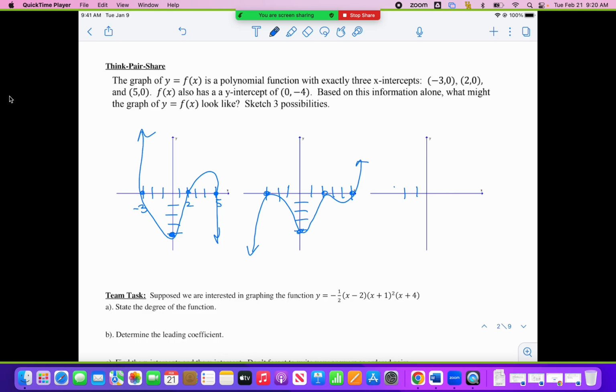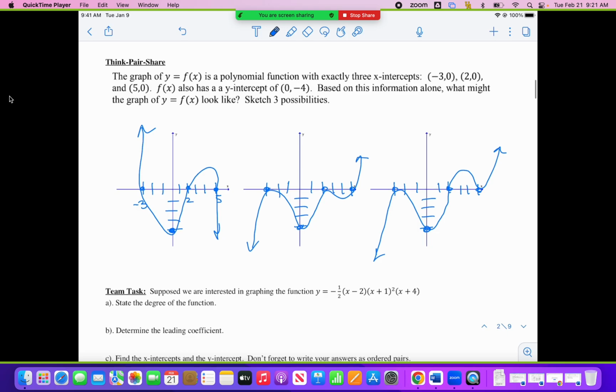Does somebody have another one they want to share? Kind of describe what you did. There's infinitely many we could come up with. Anybody else have something? Gosh, we're so excited today. How about this one? So like if you can't have it, come back up. Or I could have gone straight down there as well. Do you see those are some options?